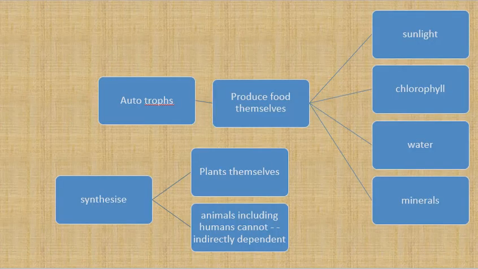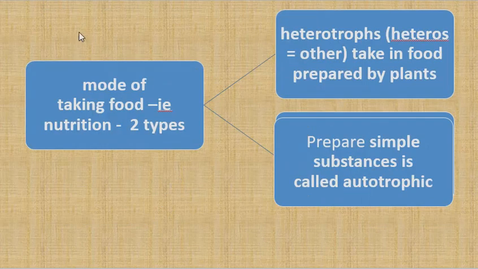Now there are two types of modes of taking food. One is autotroph and one is heterotroph. What is heterotroph? Heterotrophs take food prepared by plants or others. Hetero means other. Troph is taking it. Autotroph is preparing simple substances.